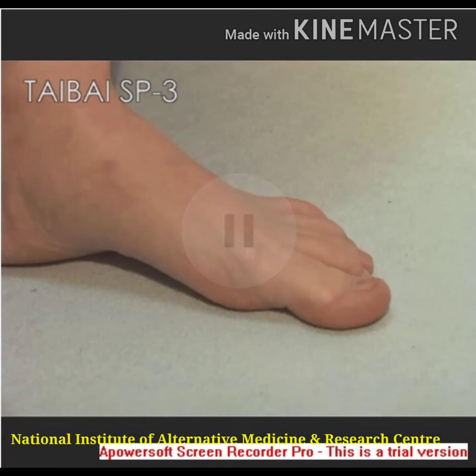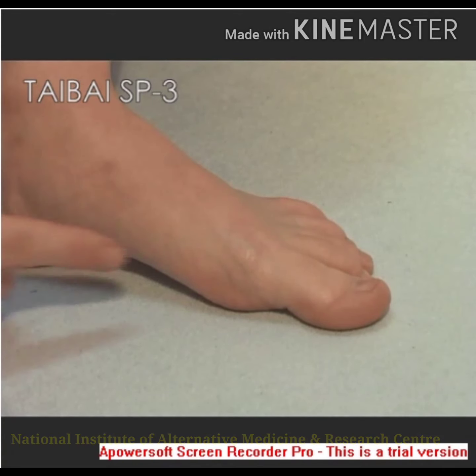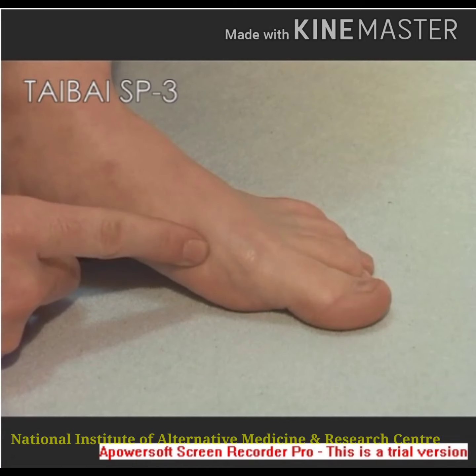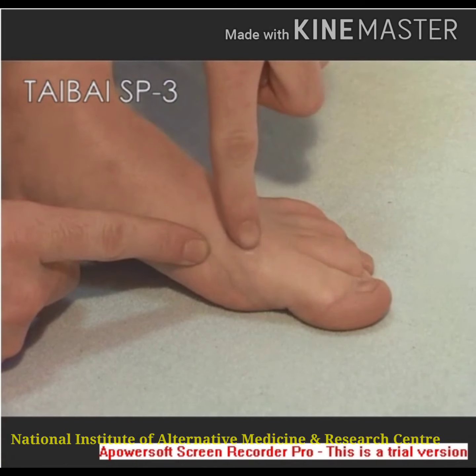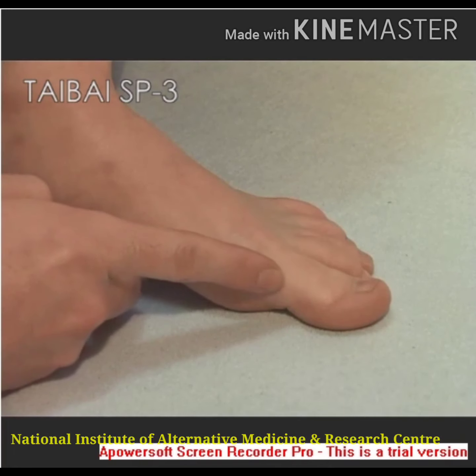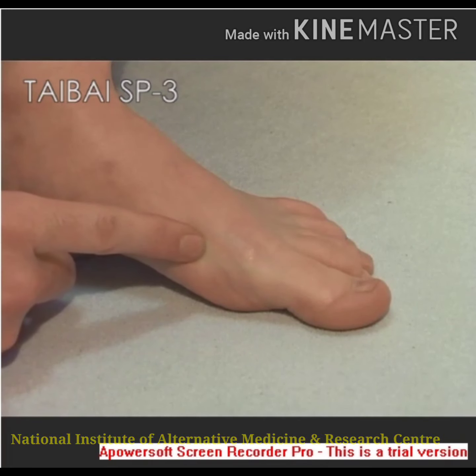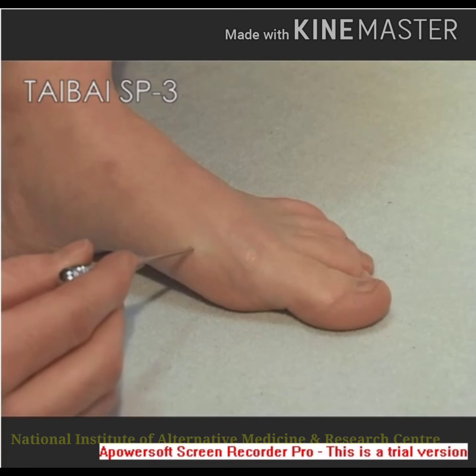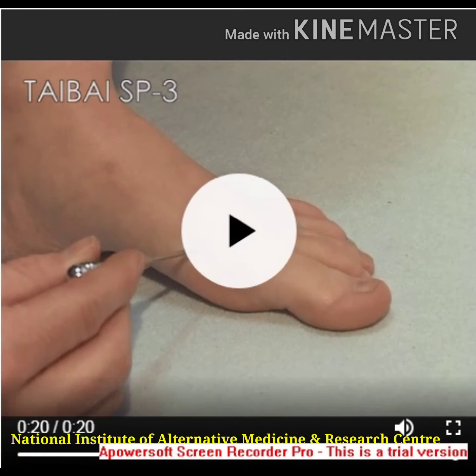Taibai, spleen 3, is located on the medial side of the foot in the depression proximal and inferior to the head of the first metatarsal bone. This point may be found in the depression located by sliding the fingertip proximally over the side of the ball of the foot. Perpendicular insertion 0.5 to 1 cun.